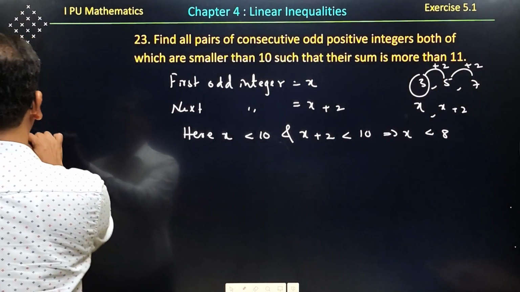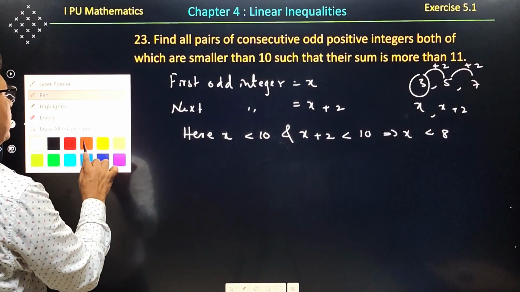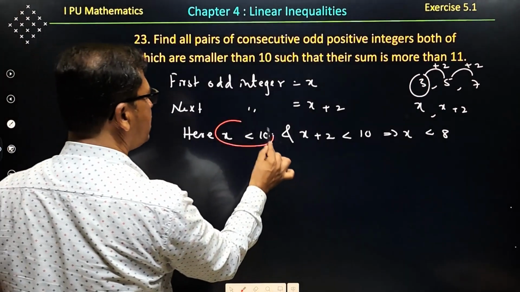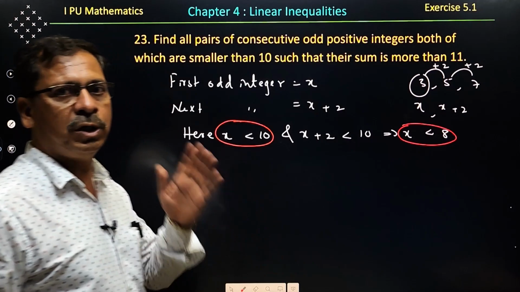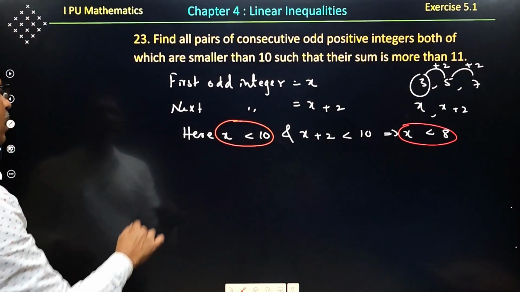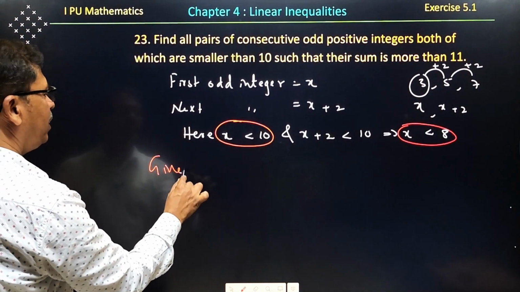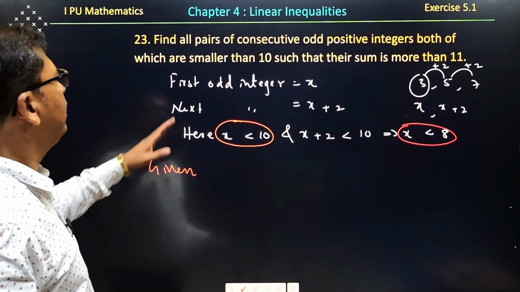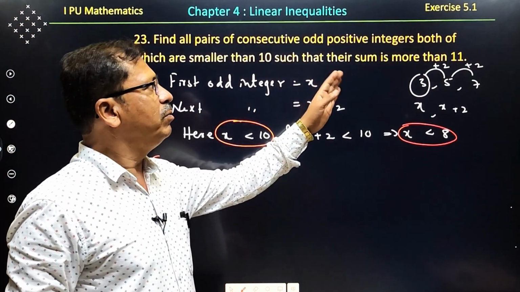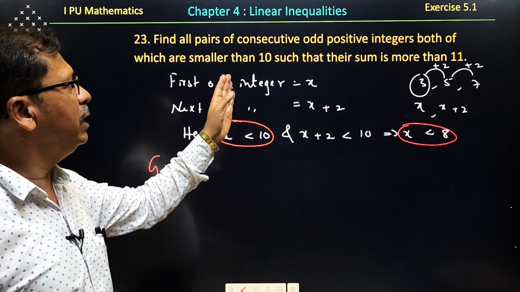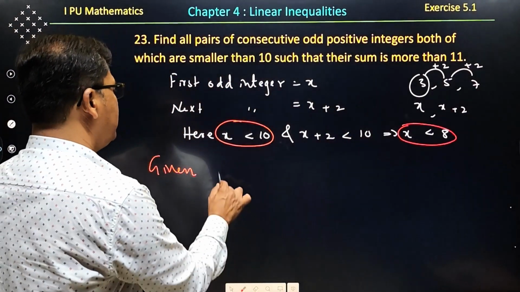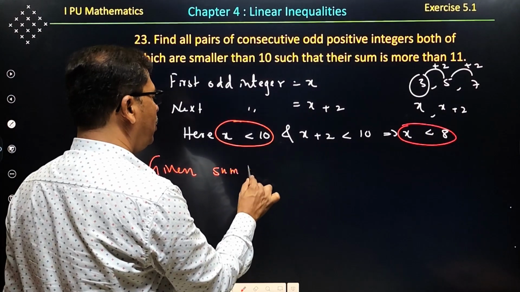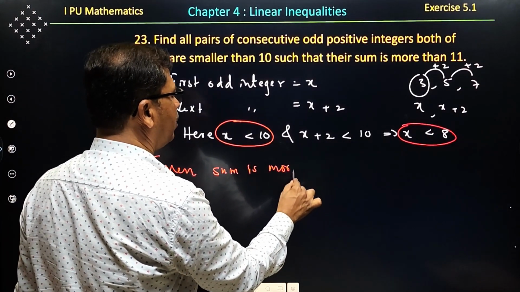These two conditions you remember in your mind. First condition is x is less than 10. Next, x is less than 8. These two conditions you keep in your mind. And what is given? Given condition you see here. Both of which are smaller than 10 such that their sum is more than 11. See, sum is more than 11.